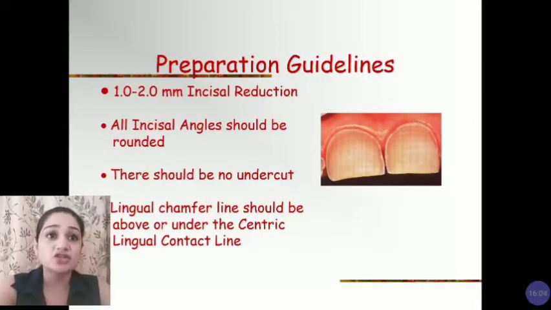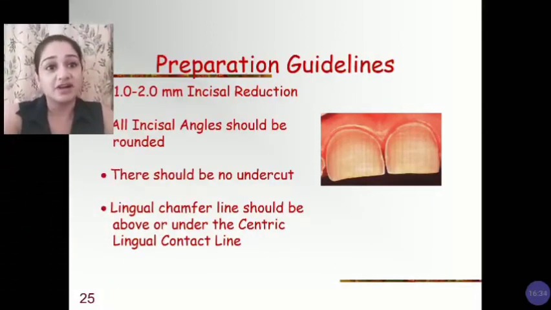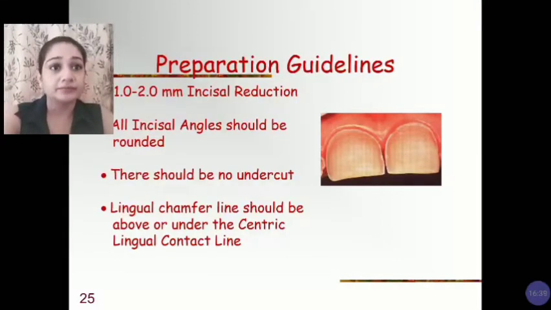All incisal angles should be rounded. There shouldn't be any sharp line or point angle, otherwise that will act as a point of concentration of stress and it will be detrimental for the future of the laminate veneer, as with these sharp point or line angles, there will be more chances of cracks in the prosthesis or laminates. There should be no undercut. The lingual chamfer line should be above or under the centric lingual contact line.